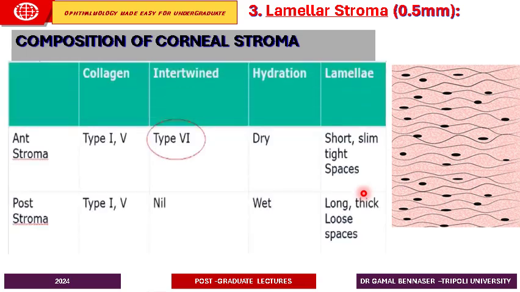Now, another important point is that type 6 collagen is mainly present in the anterior stroma, and it is responsible for the intertwining between the fibrils or the bundles of the collagen. This also might explain the stiffness of the anterior part of the stroma. So the anterior part of the stroma has predominantly type 6 collagen, which is responsible for the interweaving between the collagen fibers, and that's why the anterior part is stiffer than the posterior part.